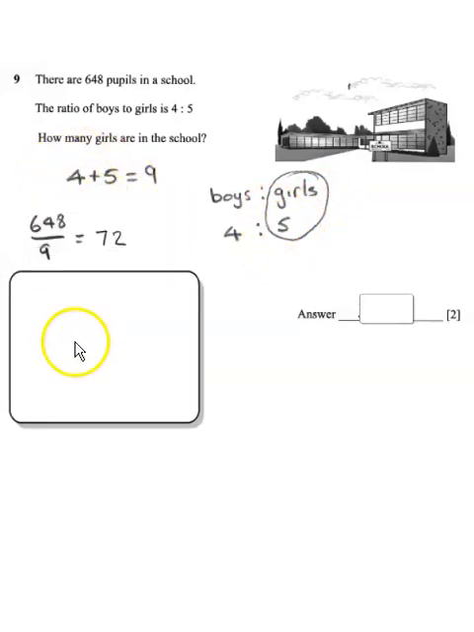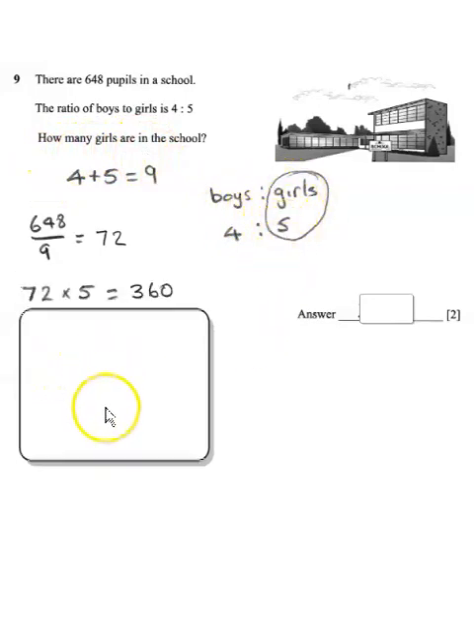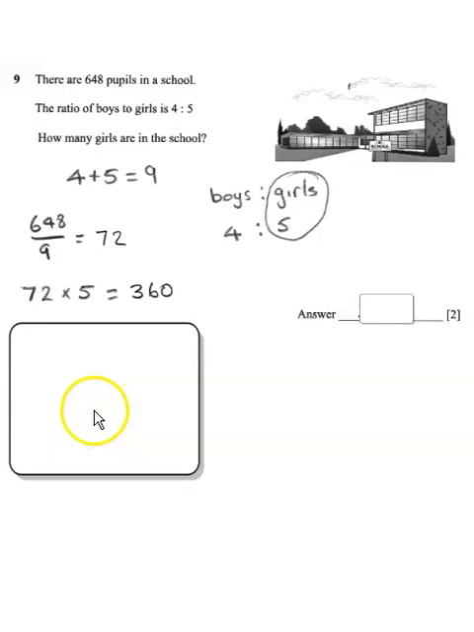What we need to do is find out what one part would be. So 648 divided by the 9 is 72. This is one part. So if 72 is one part, then we can find out what 4 parts and 5 parts are. But the question is asking for girls, so all we need to look at is the 5 parts. So 72 times 5 is 360. And that's the answer to that one. There are 360 girls in this school.